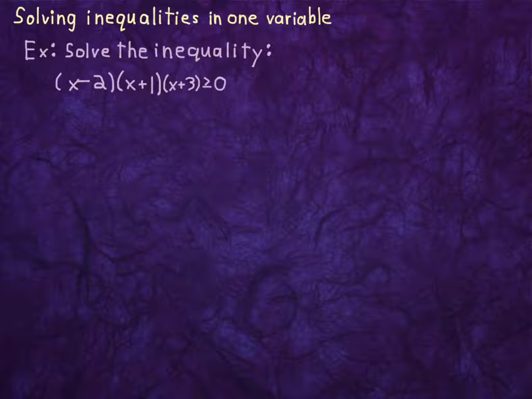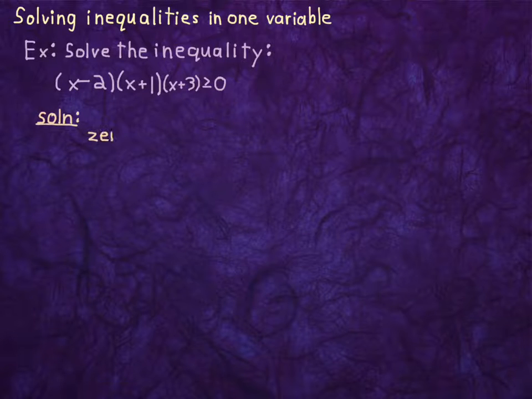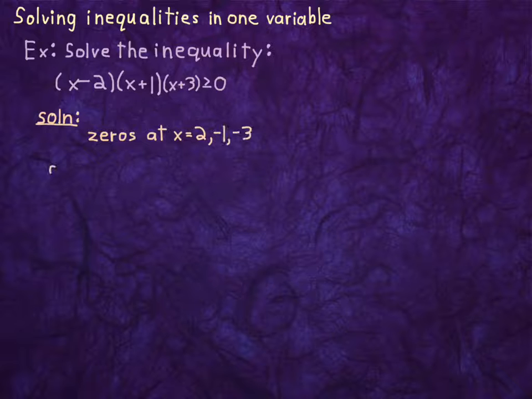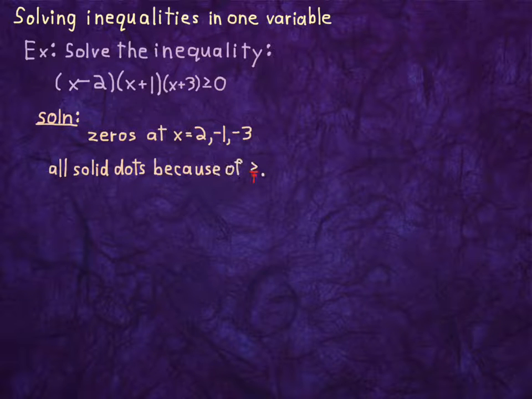Example, solve the inequality x minus 2 times the quantity x plus 1 times the quantity x plus 3 is greater than or equal to 0. So my zeros are at 2, minus 1, and 3, and they're all solid dots because of the equals in the greater than or equal to.